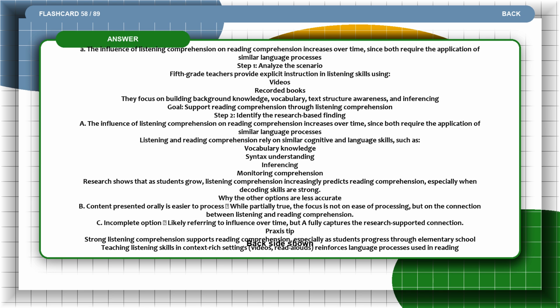Research shows that as students grow, listening comprehension increasingly predicts reading comprehension, especially when decoding skills are strong. Why the other options are less accurate. B. Content presented orally is easier to process. Right arrow. While partially true, the focus is not on ease of processing but on the connection between listening and reading comprehension. C. Incomplete option. Right arrow, likely referring to influence over time, but it fully captures the research-supported connection.